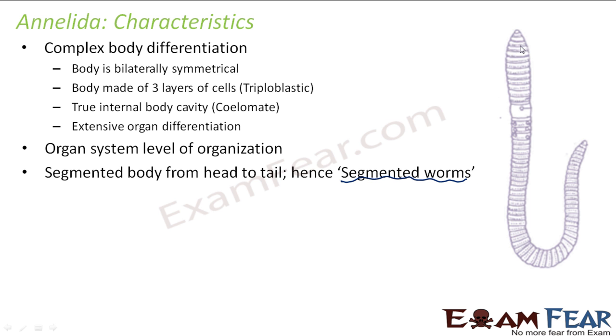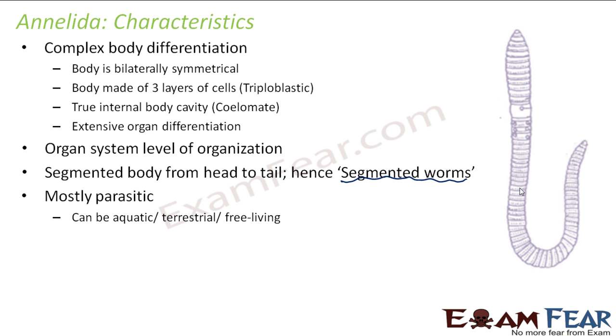So you understand what segments are. Here you can see these linings, right? These are nothing but segments. So the body is divided into small segments. They are mostly parasitic. However, they can also be aquatic or terrestrial. They can live in water as well as on land, free living and parasitic.